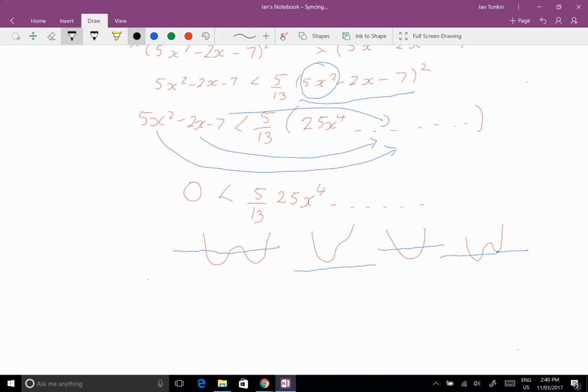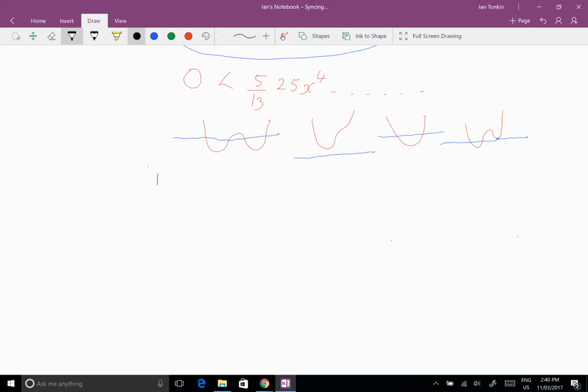So let's go back and do the critical points method. So we'll rewrite it again. 1 on 5x squared minus 2x minus 7 is less than 5 on 13. Excuse me. So the first thing we do is we know that 5x squared minus 2x minus 7 cannot equal 0. So that's going to give us some critical points. So we'll solve that. 5x squared minus 2x minus 7 equal to 0. We'll find out where these are.